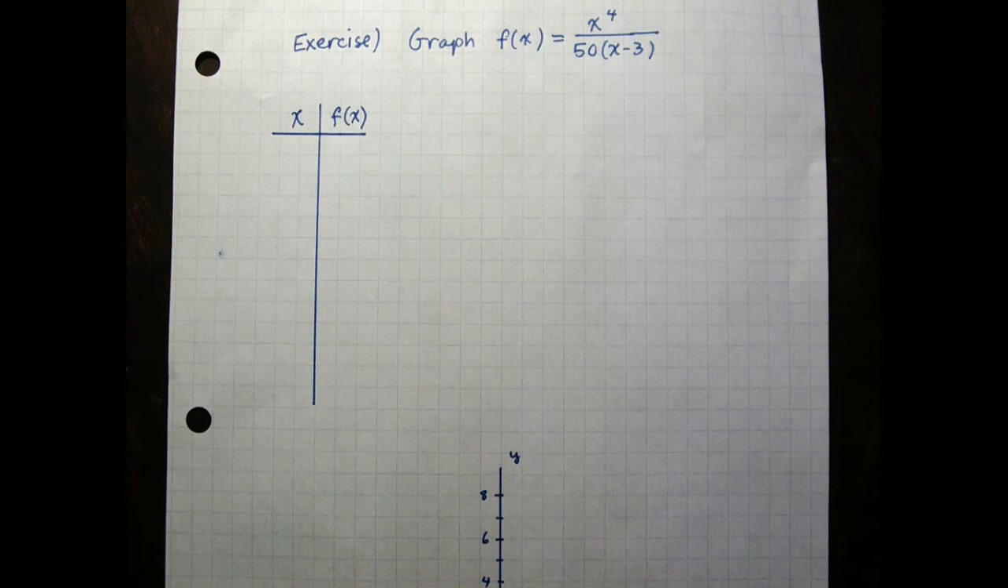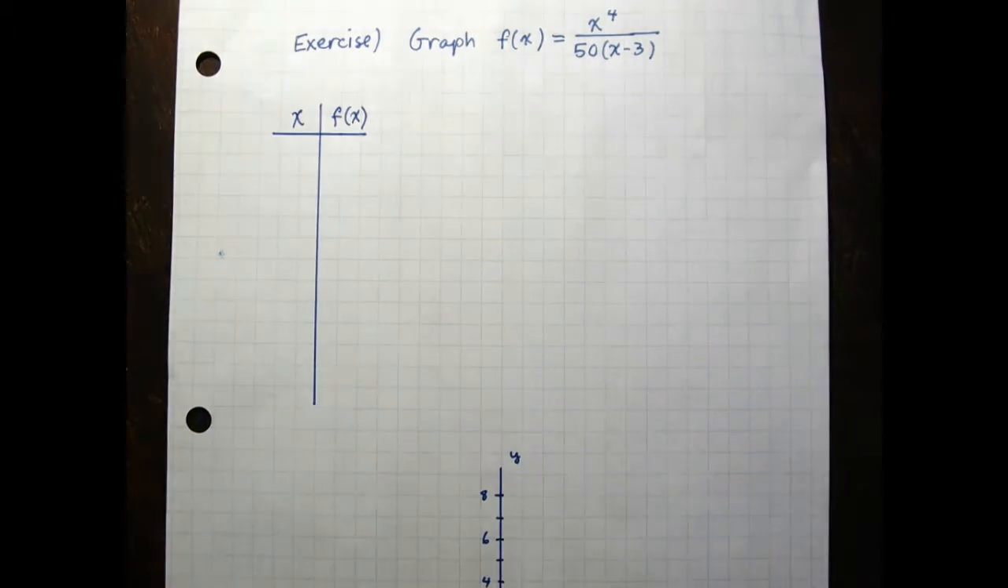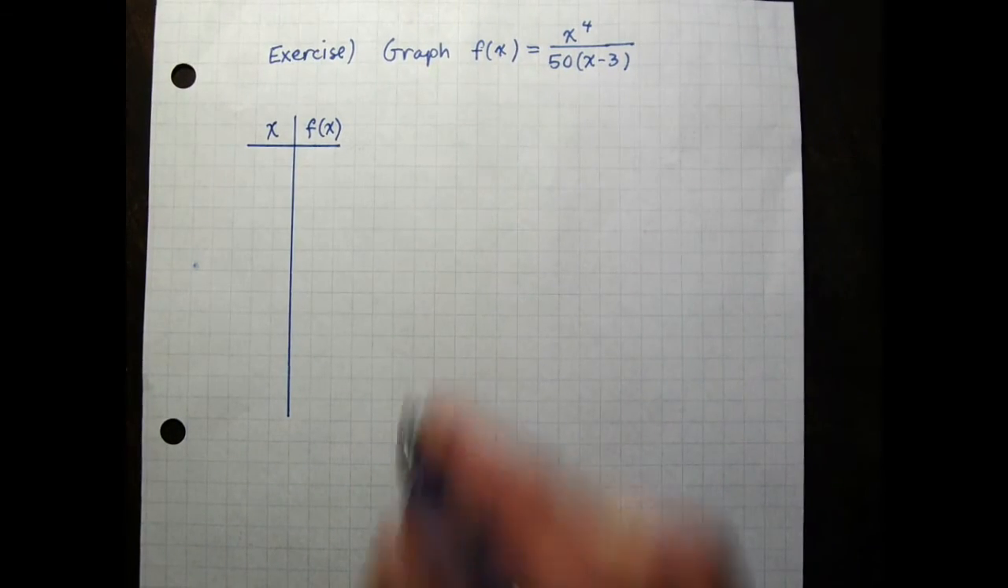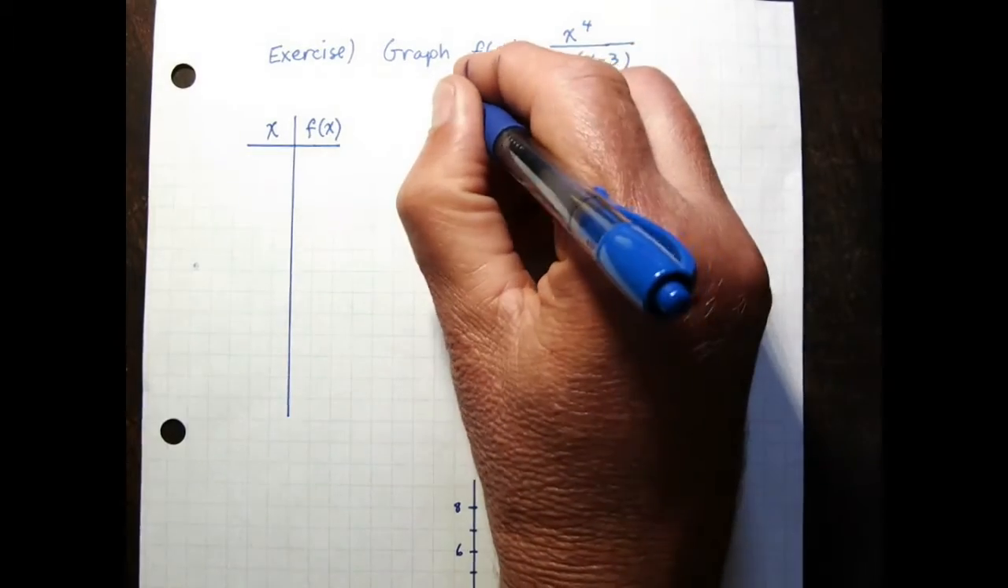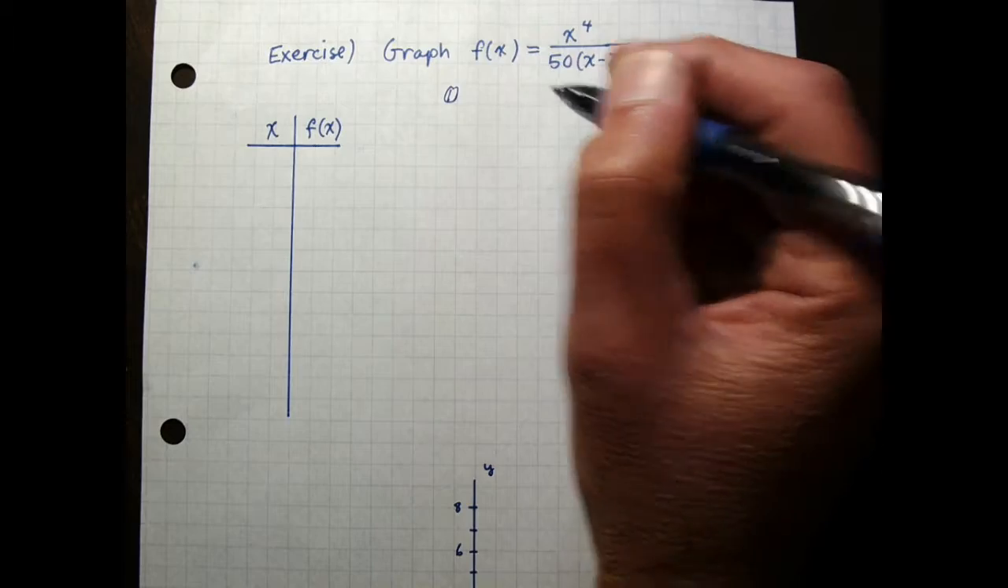Now I set things up a little bit ahead of time for myself to make it easier to write down. I do have a table of values here if I need it, and I have a graph grid set up ahead of time where we're going to start plotting below. So first step is look for vertical asymptotes.